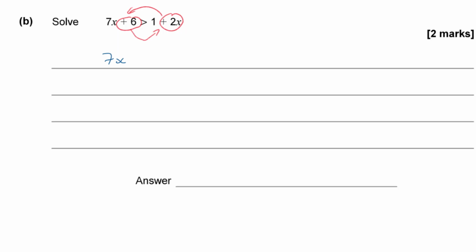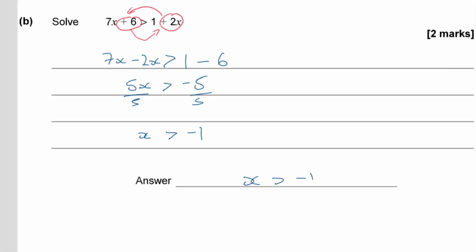So my 7x, if I take the 2x over, it will become minus 2x, and that's going to be greater than 1, which was already there, and I'm moving the plus 6 over, it's going to become minus 6. So 7x minus 2x is greater than 1 minus 6. 7x minus 2x is 5x. That is greater than 1 minus 6 is minus 5. And then dividing both sides by 5, I'm going to get x is greater than negative 1. Okay. Just take care with inequalities. You avoid trying to divide through by negative numbers, and you should be fine. Okay, so x is greater than minus 1 is the solution.